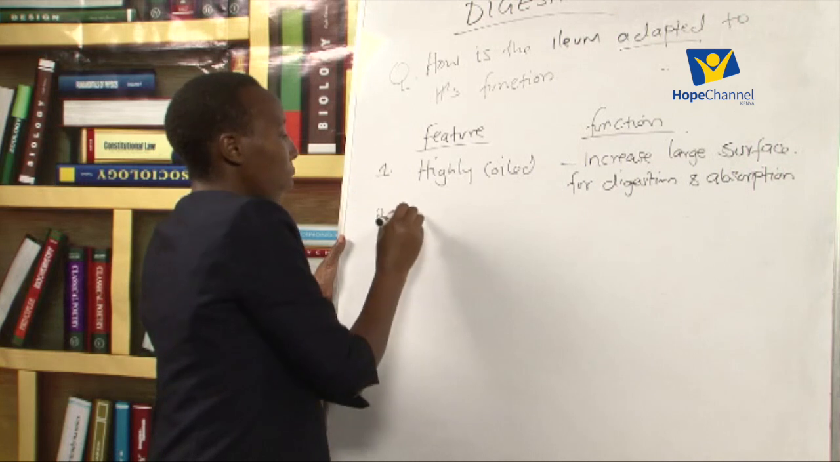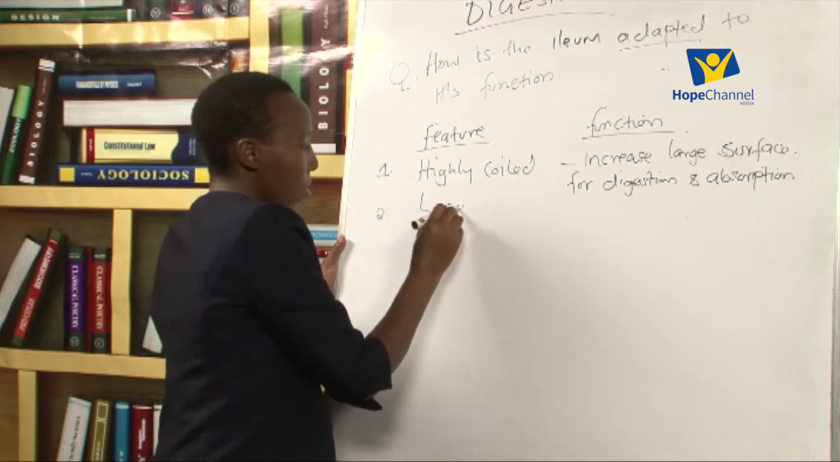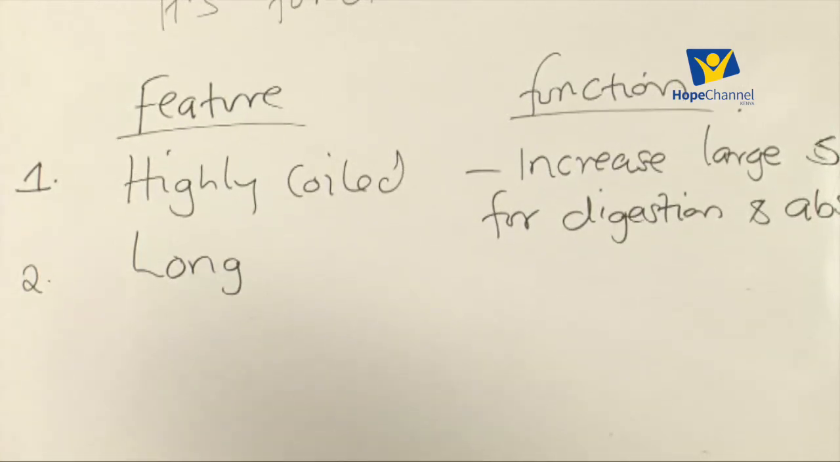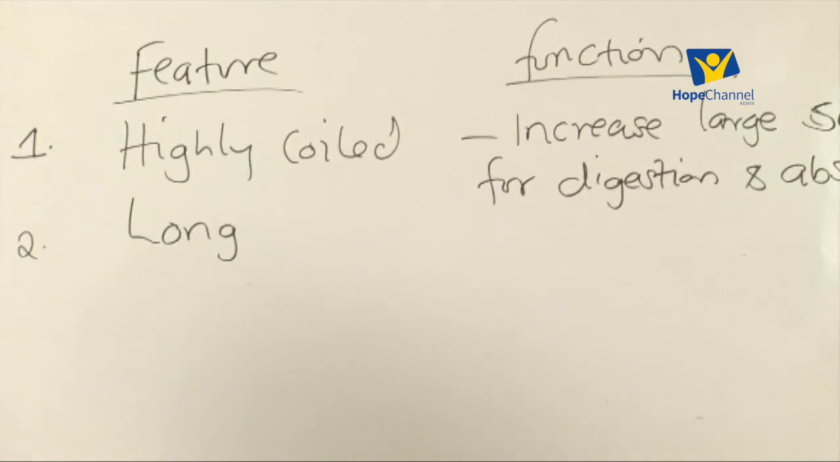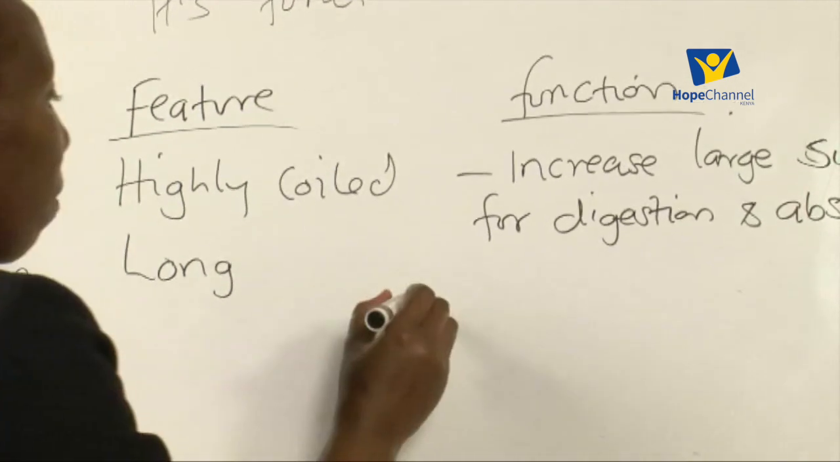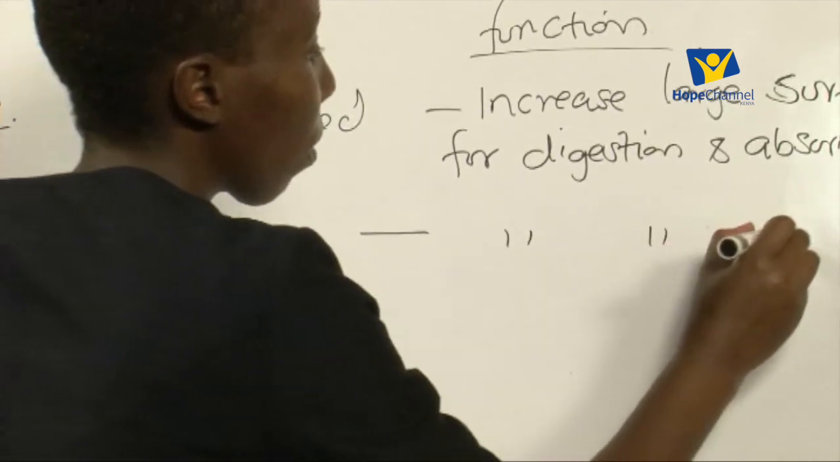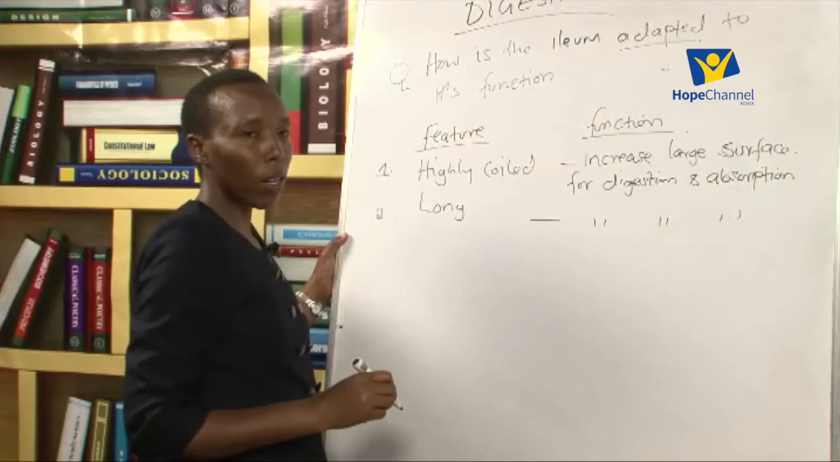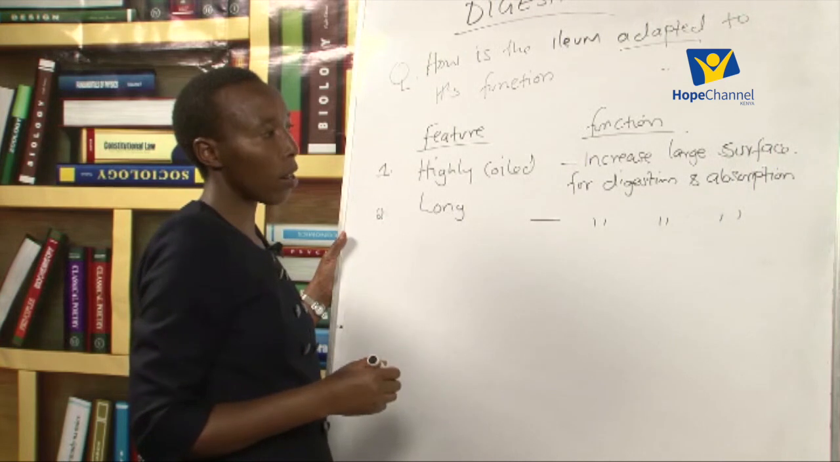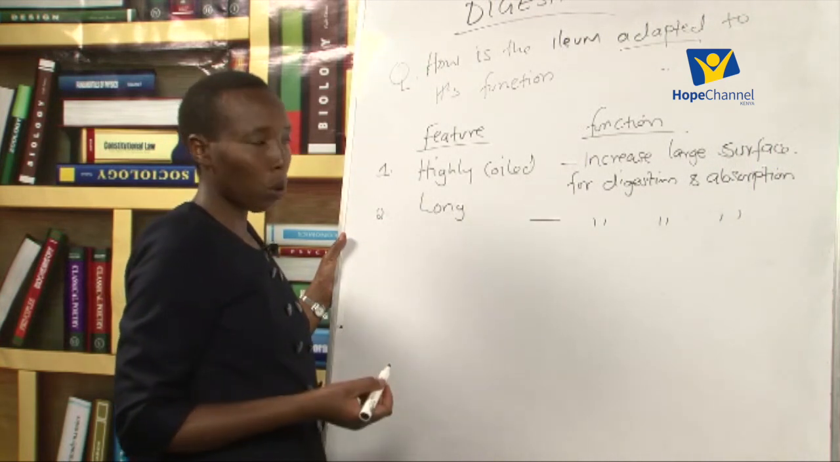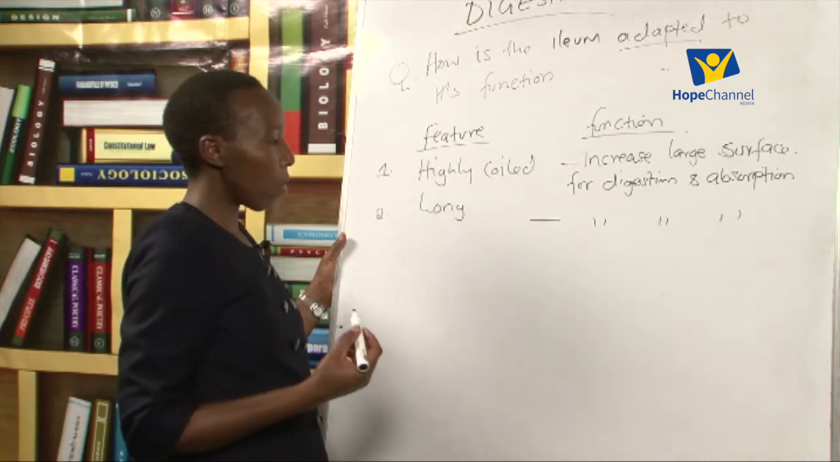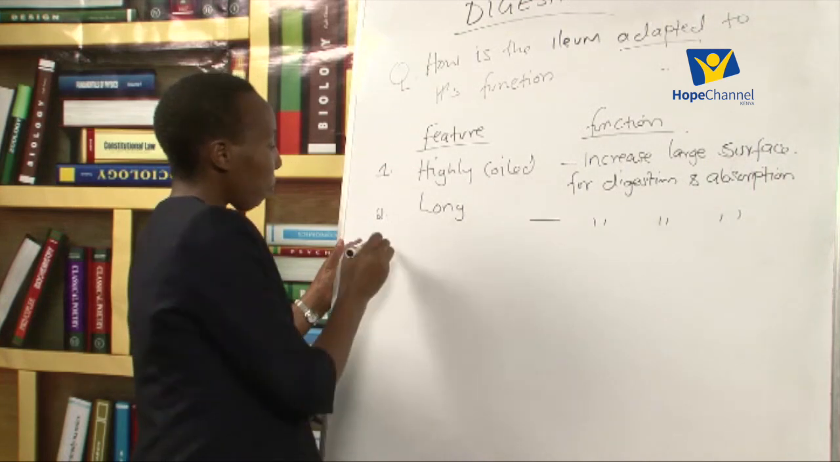The ileum is also very long. And why do you think it is long? It also does the same function. It is long to increase the large surface area for absorption and digestion of the food substances.